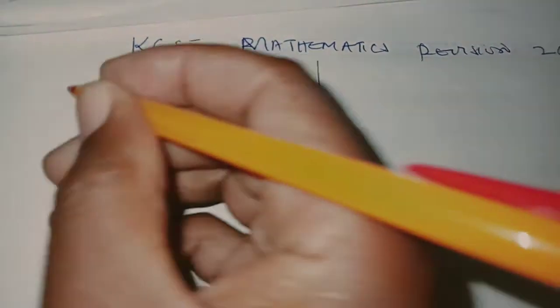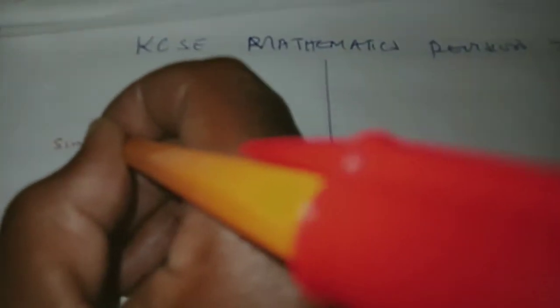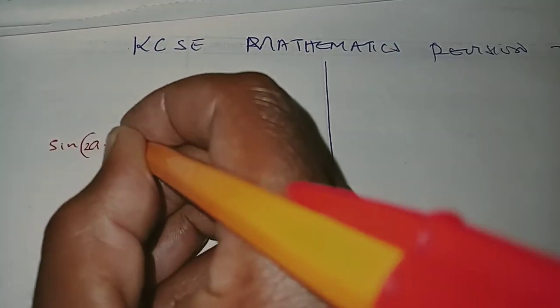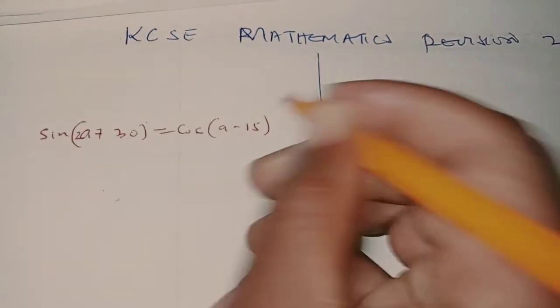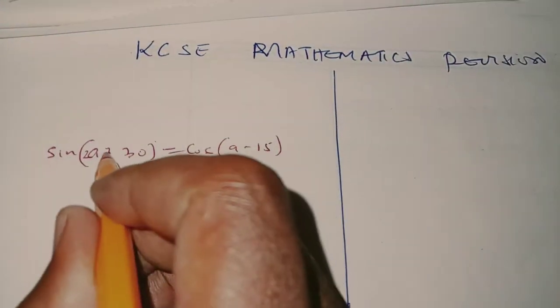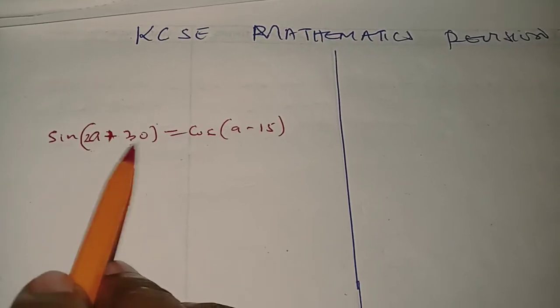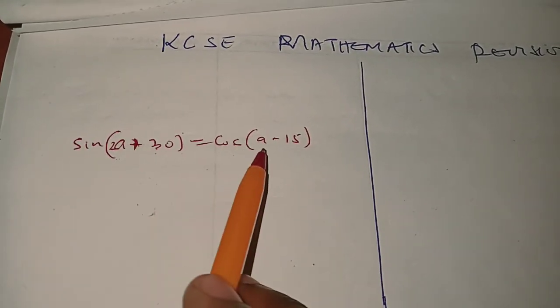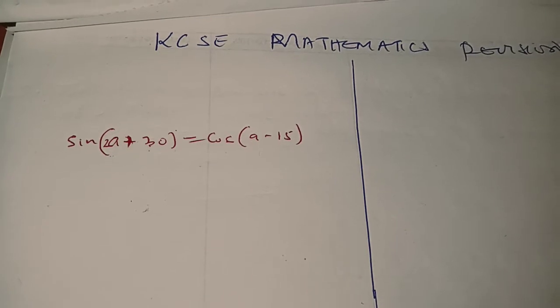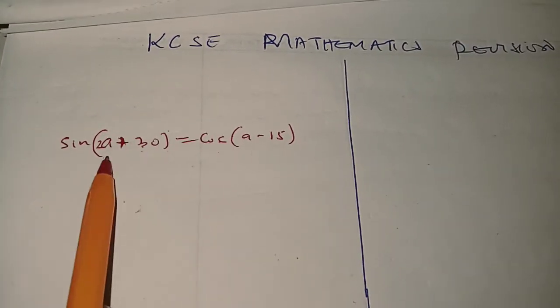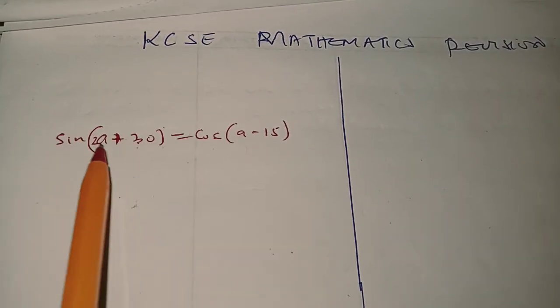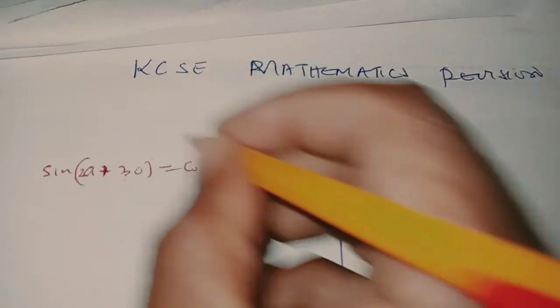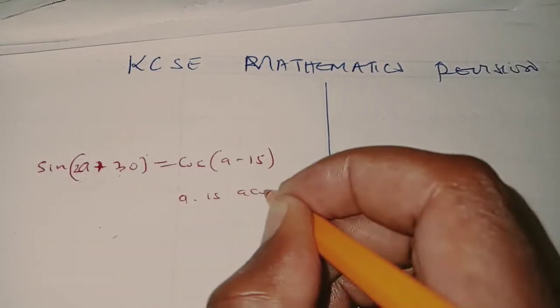The first one says, find the value of a given that sine of (2a + 30) degrees is equal to cosine of (a - 15). Okay, how do you do that? You have sine of (2a + 30) equals cosine of (a - 15). Do not think too much about this question. Just take this and that, and add them to 90, because you are told that a is acute. I should indicate here that a is acute.